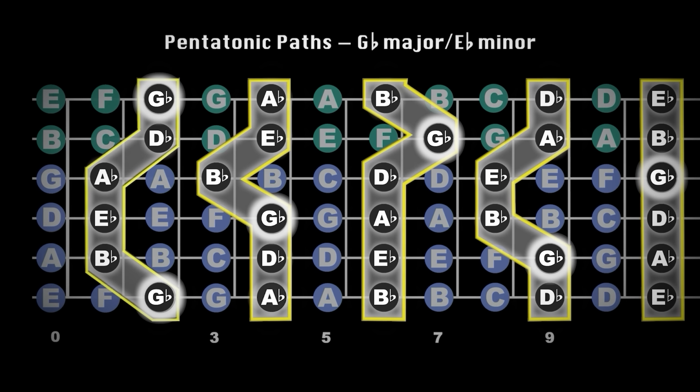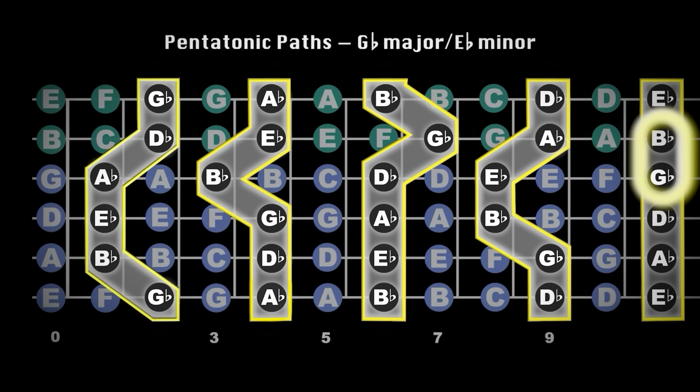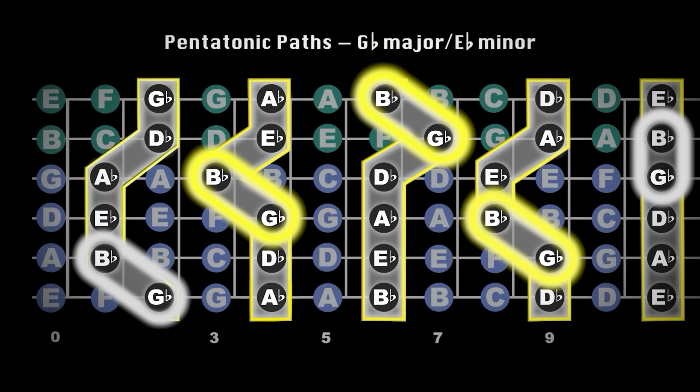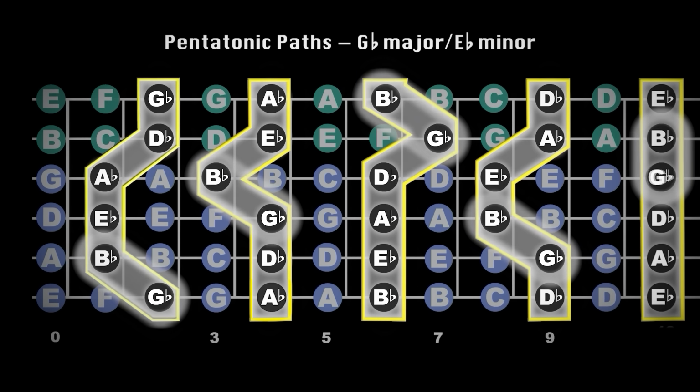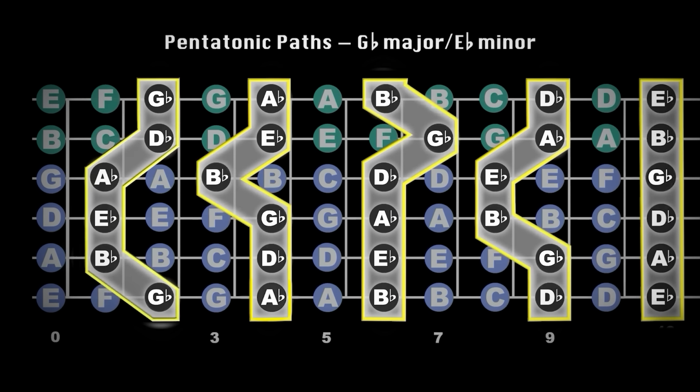These are pentatonic patterns rooted in G-flat major and E-flat minor. The G-flat major third can be used as a reference point to find all the notes in each of these paths. Once you locate the major third, all the other intervals from string to string in each of these paths is a perfect fourth.